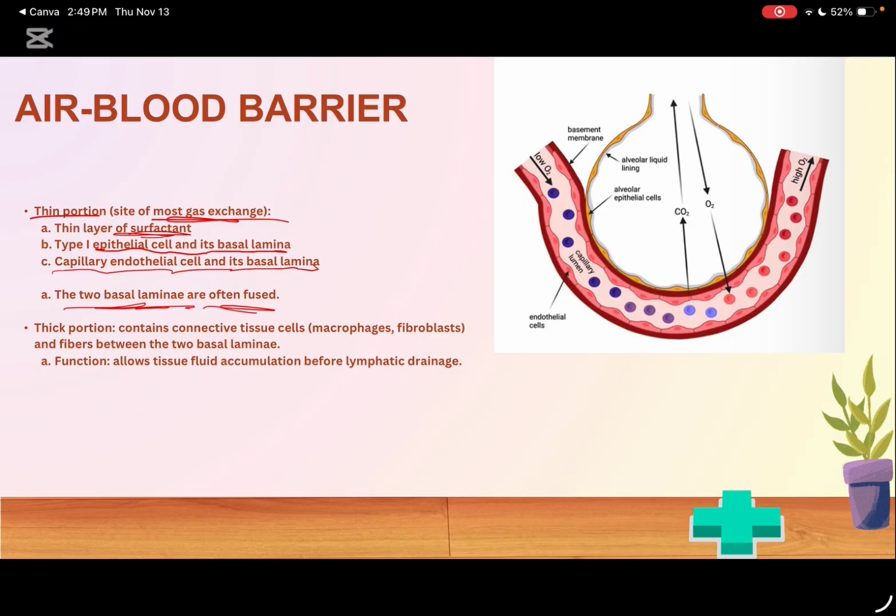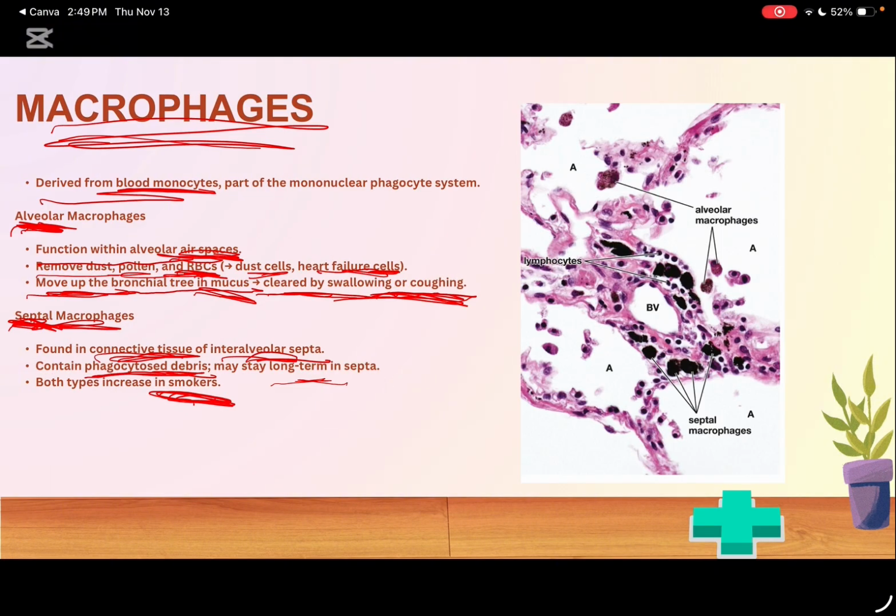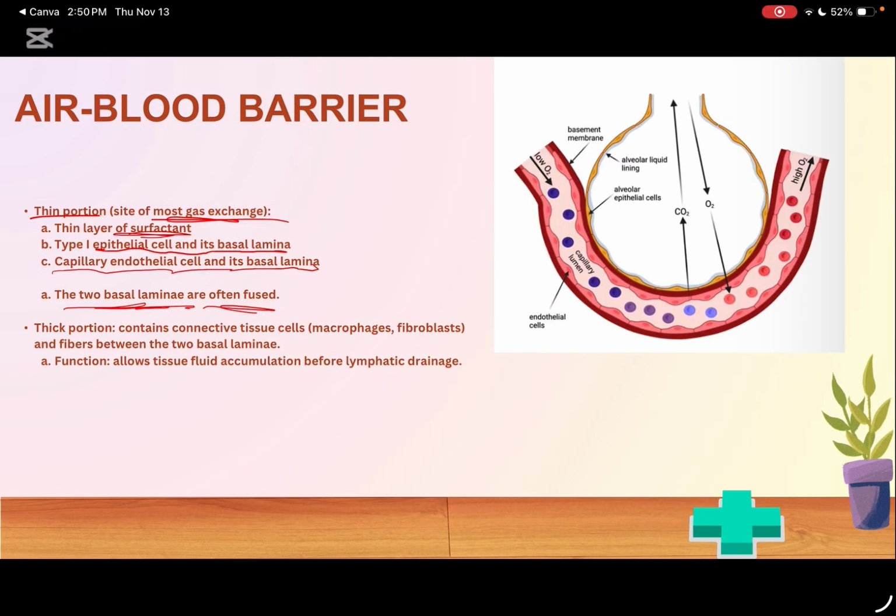Okay, and the thick portion. We finished the thin portion now. Moving on to the thick portion, it contains connective tissue cells like macrophages and fibroblasts. And as we said, macrophages, what do they do? Depending on location, alveolar macrophages function within the alveolar spaces. Septal macrophages phagocytose debris and they stay long-term in the septa. It's very simple. And fibers between two basal laminae, okay?